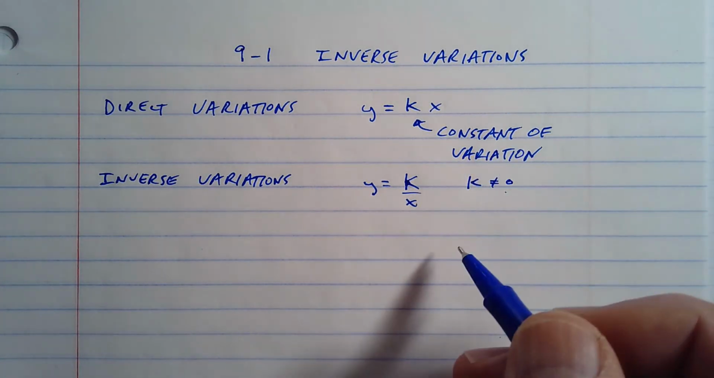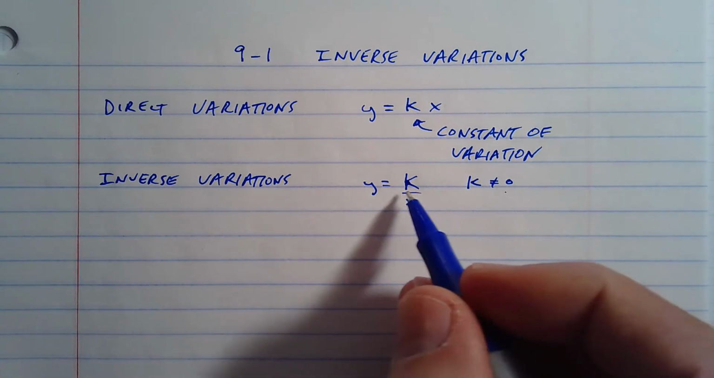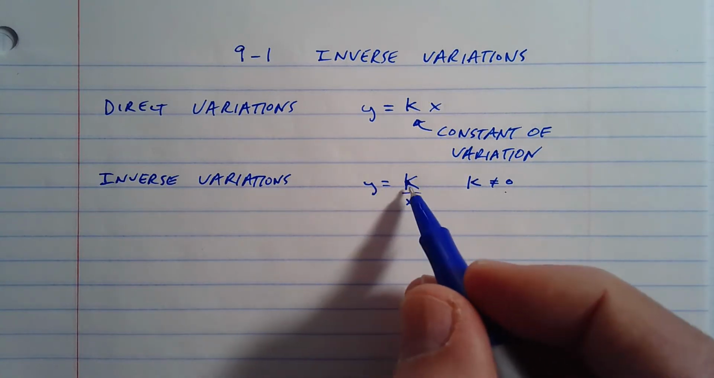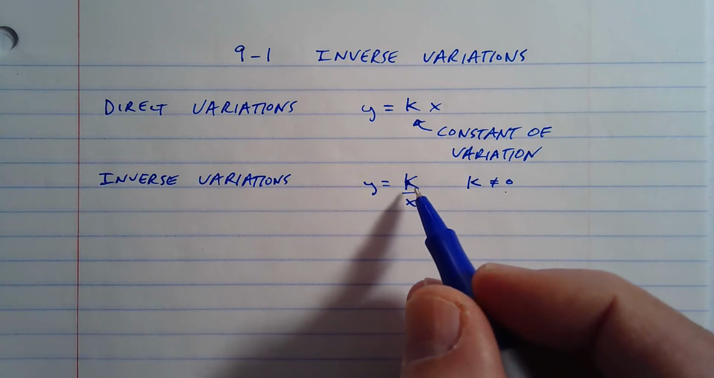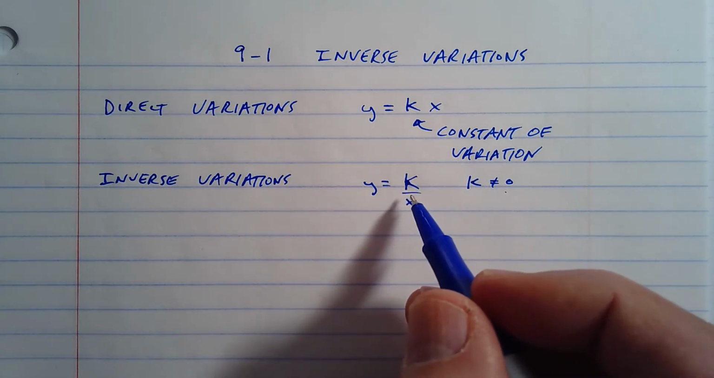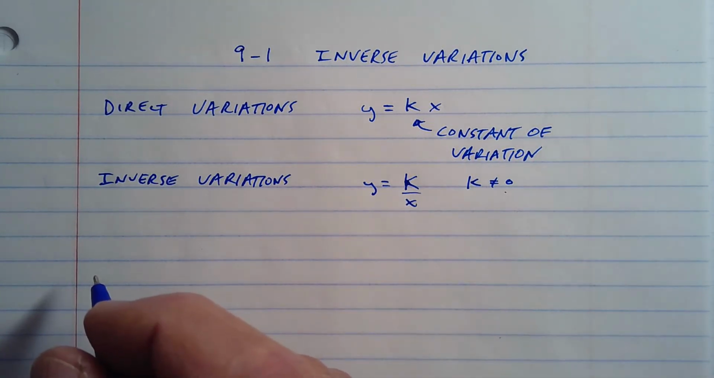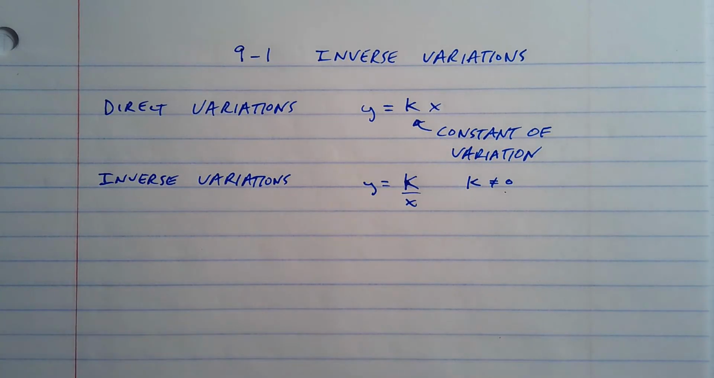It's true in both cases, direct and inverse variations. If k was 0, look what would happen here. It would just be y equals 0, and that would give us the x-axis. We'll get into the graphing of this stuff in the next lesson. So here's a couple of ideas that go with this.